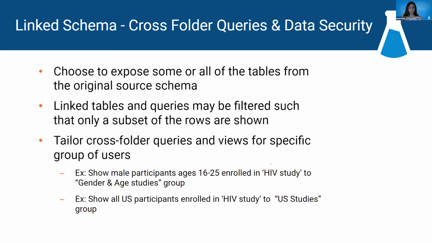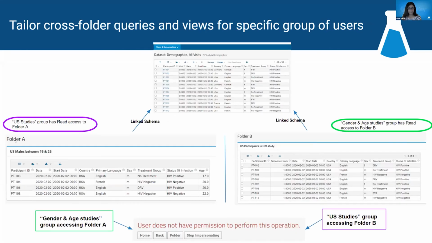So for example, we want to show male participants ages 16 to 25 enrolled in HIV study to gender and AIDS studies group. Another example, show all US participants enrolled in HIV study to US studies group. So we can do such thing, just to demonstrate that. Let's say I have a folder A where I have created a linked schema to my study and demographics folder with a filtered view of US males between 16 and 25. And I've given US studies group read access to this folder A.